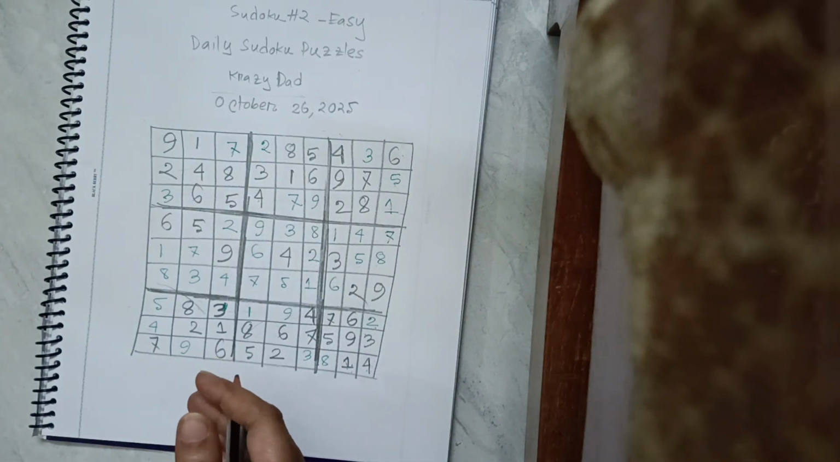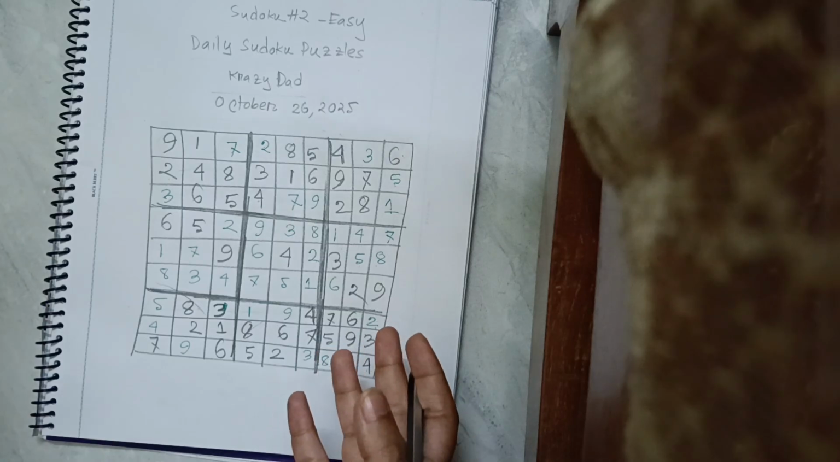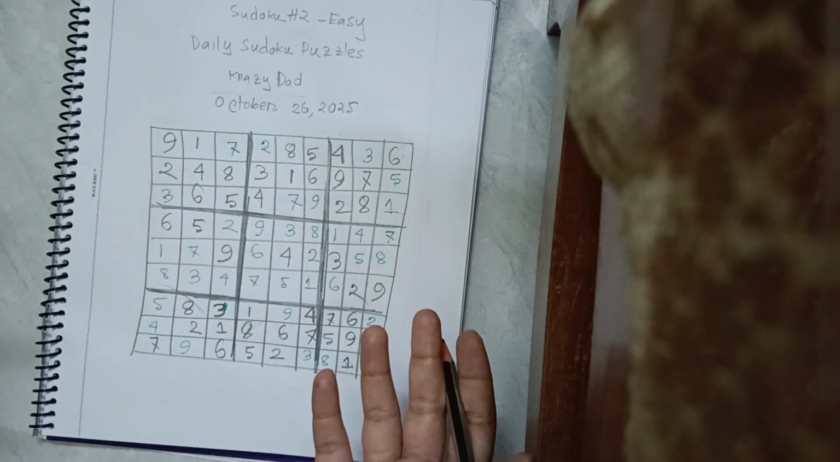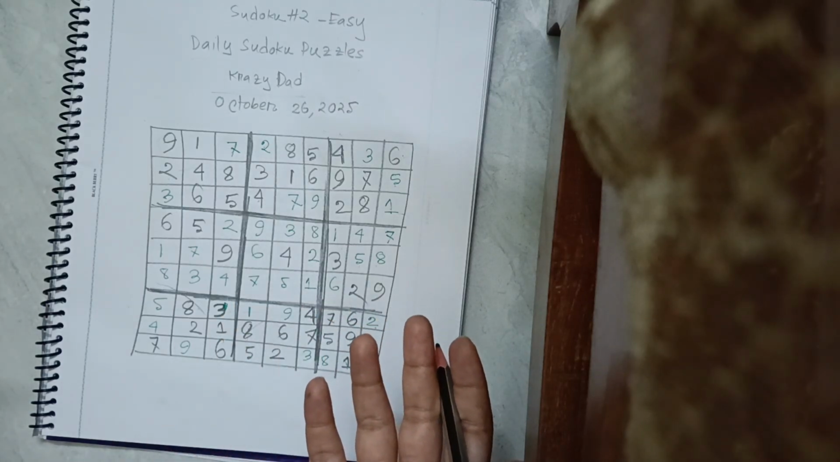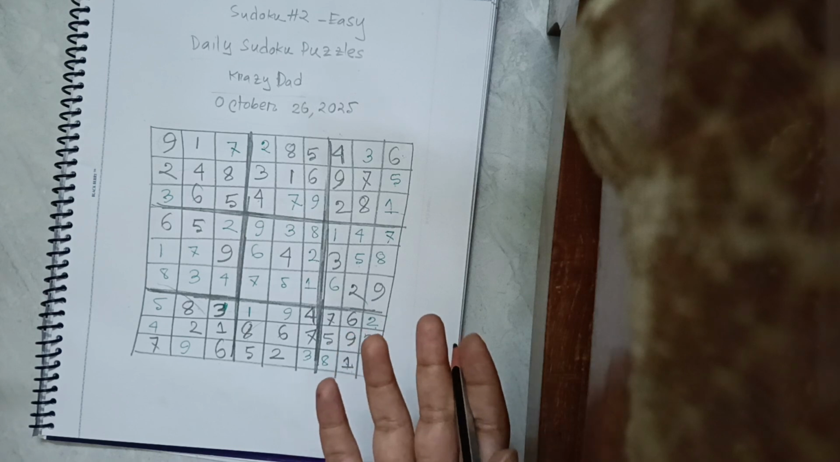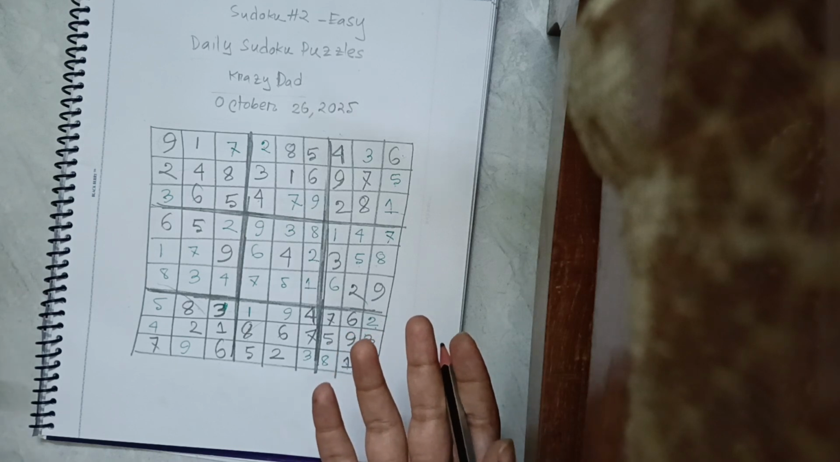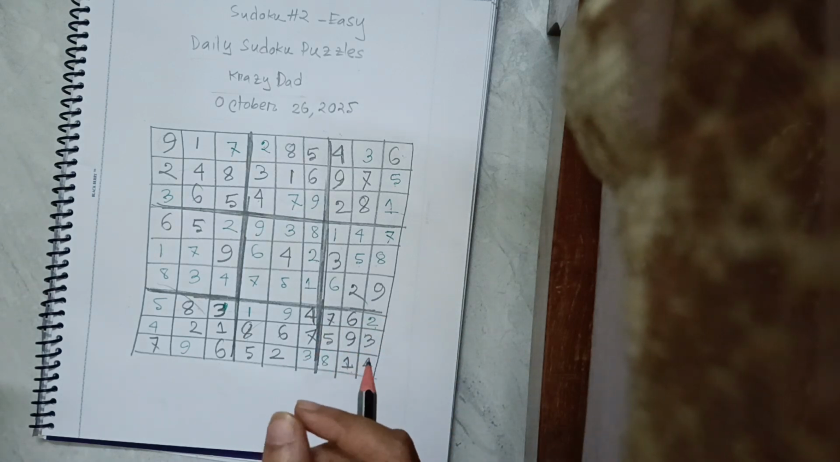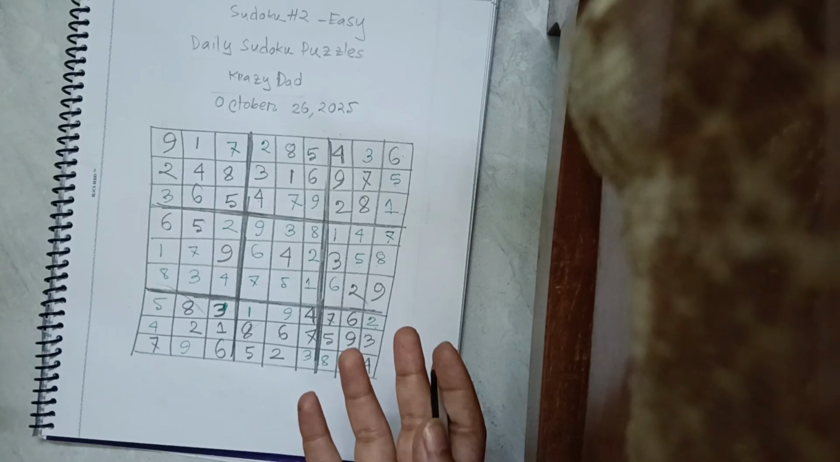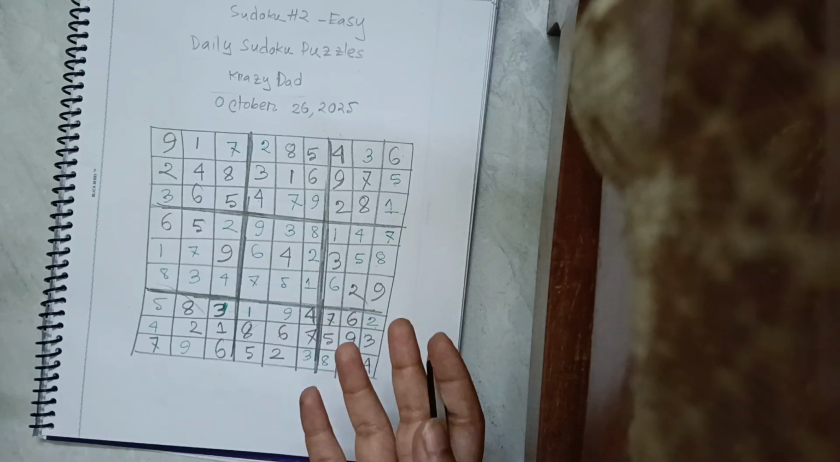16 minutes and 33 seconds. I don't know when I started to solve this Sudoku. You can actually calculate how much time I took, and you can also solve this Sudoku by yourself from the website, that is crazydad.com.